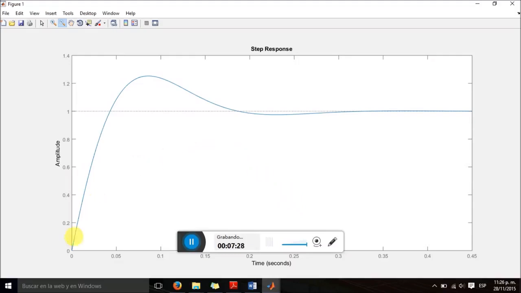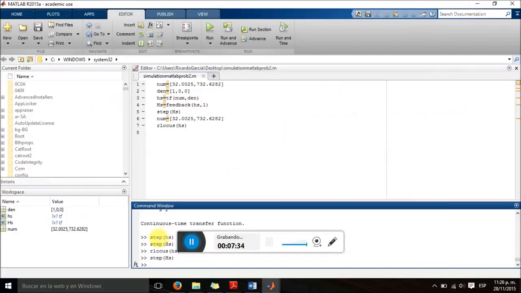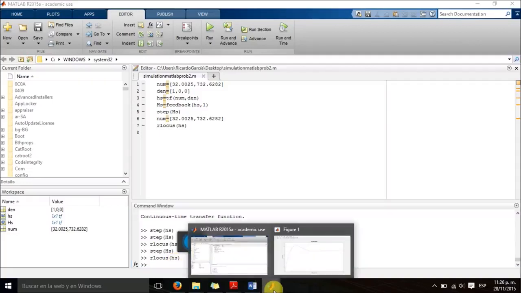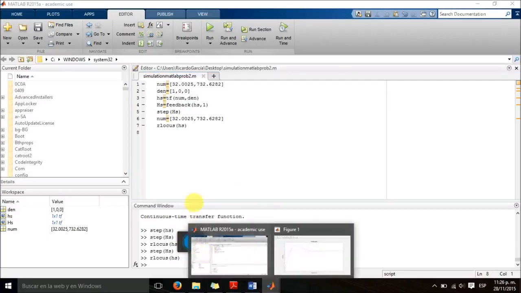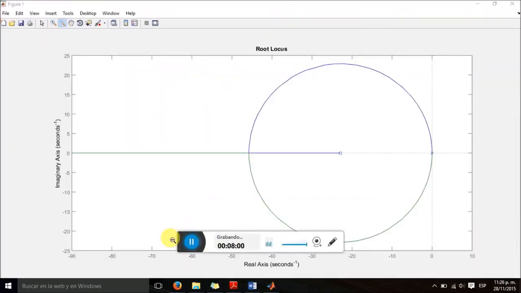So now this is the compensated transfer function, and for the part of the root locus, we were asked also to perform that in MATLAB. So we just write rlocus of the transfer function, and we got this figure of the root locus, the Pokeball.